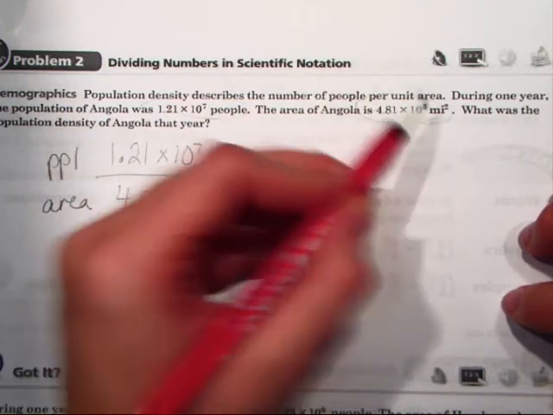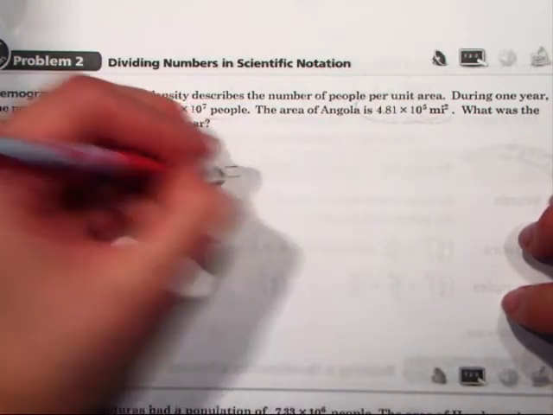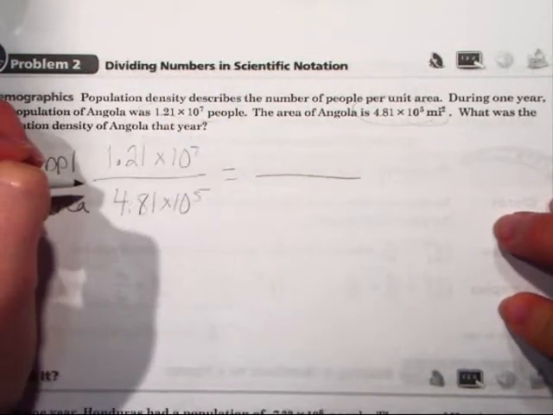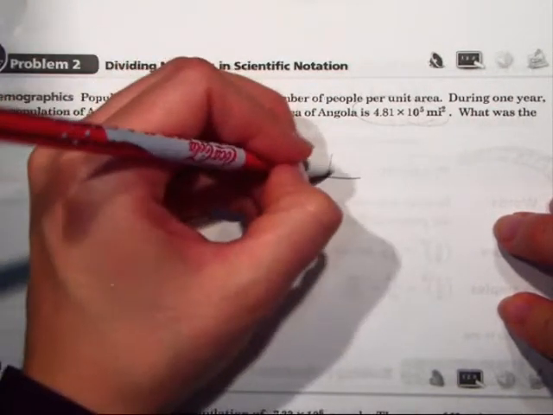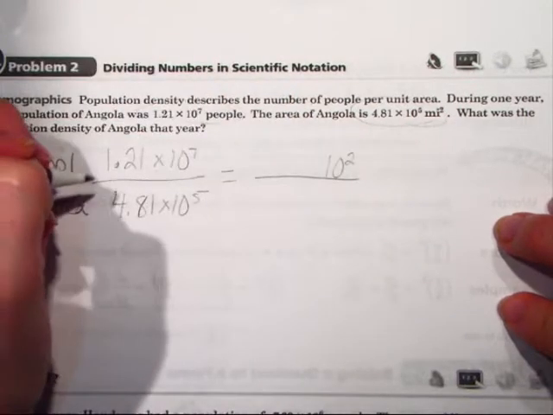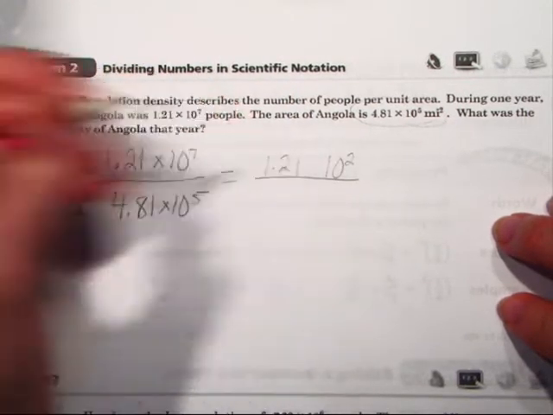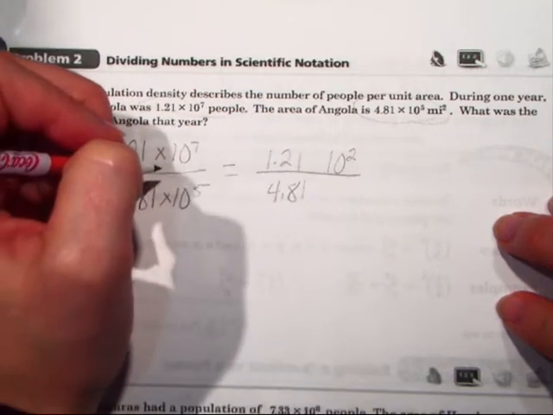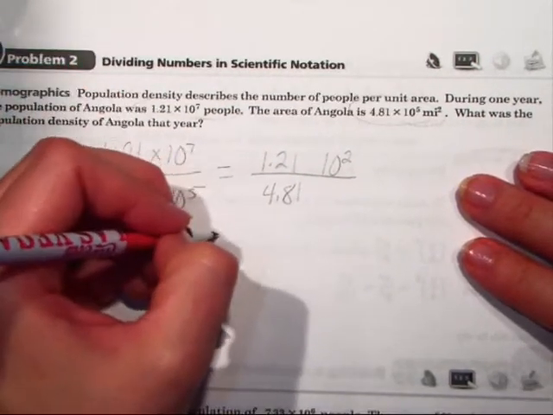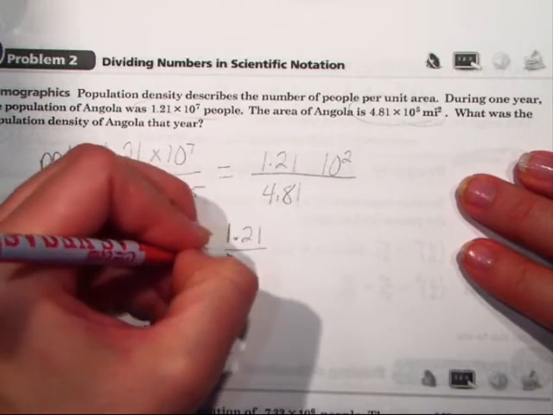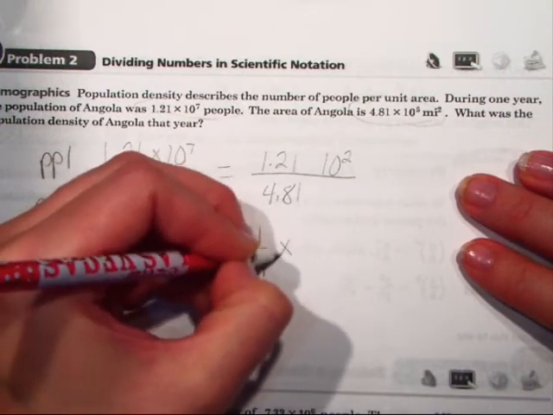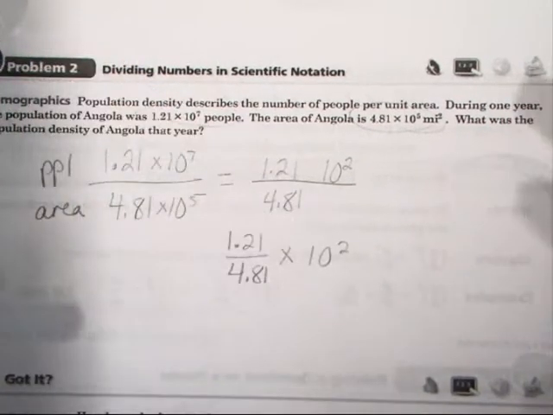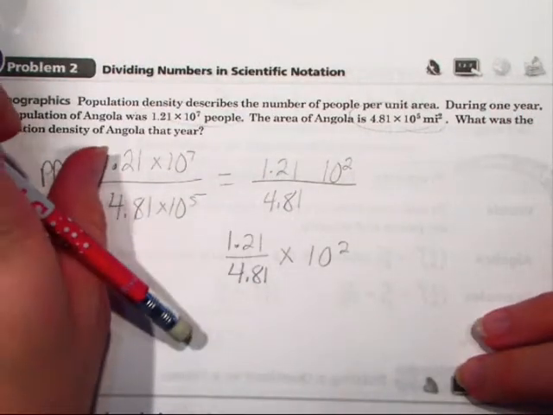People over area. Now, you see the tens? Where's the party at for the tens? Party's upstairs, right? How many more? 2 of them. Now, the 1.21 and the 4.81, we're going to have to deal with separately. All right? So I'm going to rewrite this like this. Watch. 1.21 divided by 4.81 times 10 squared. So I'm just kind of like separating it. Okay? That's allowed in any type of math. You're allowed to do that.